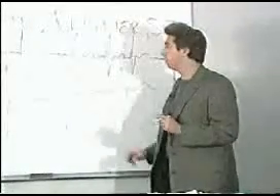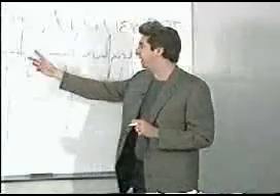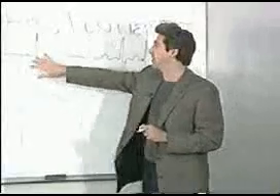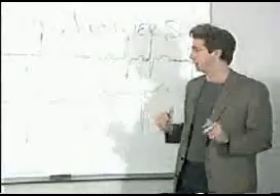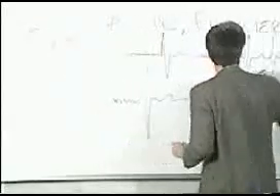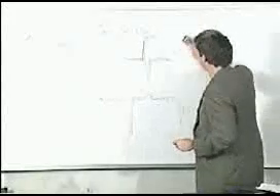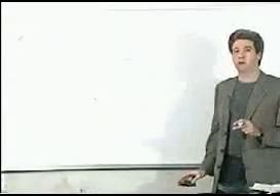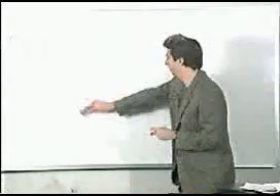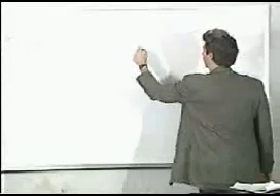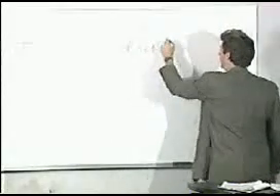AFib, aflutter, what unifies them is the fact that they have normal conduction through the ventricular conduction system. So you have a nice looking QRS and T wave. Now, SVT, supraventricular tachycardia, is most frequently due to something known as the AV node reentry tachycardia.